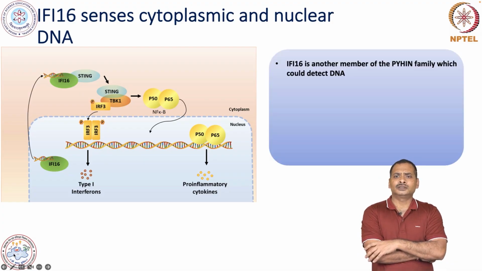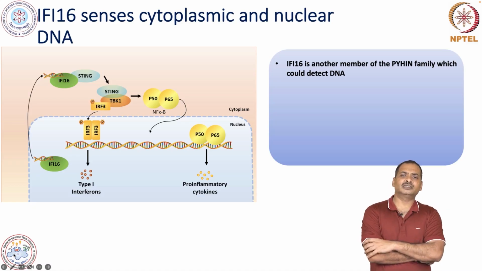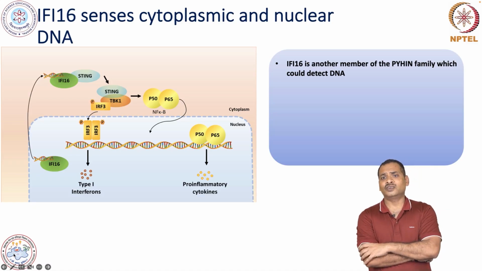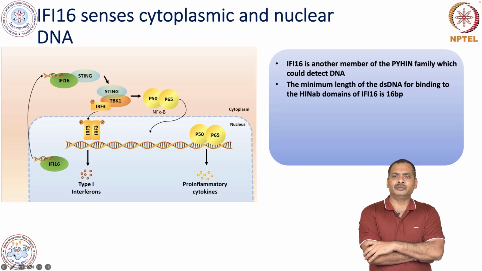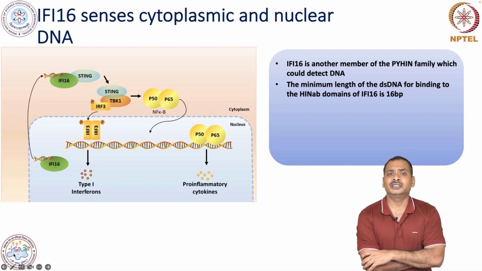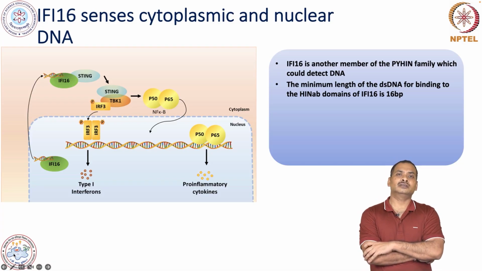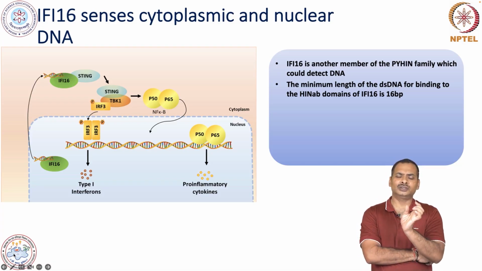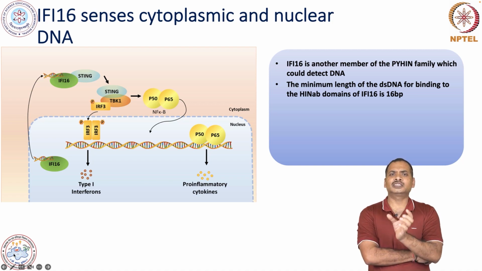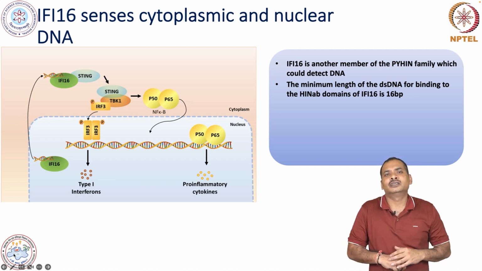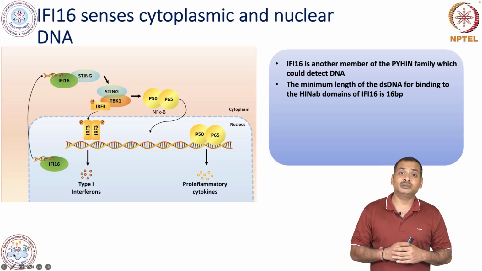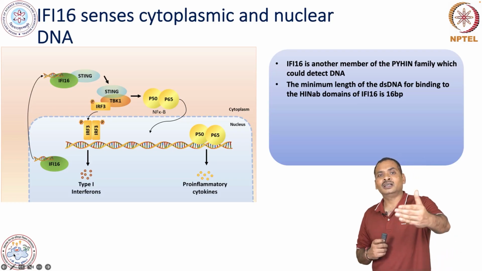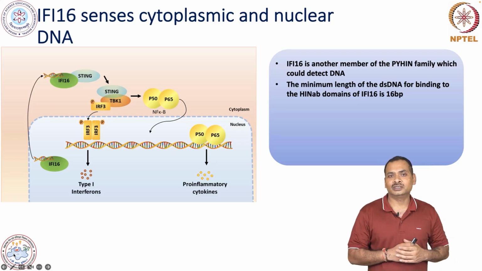cytokines. So, IFI16 is another member of the PYHIN family of proteins, and it can detect DNA. The minimum length of double stranded DNA for binding the HIN domain, there are two, HIN A and HIN B domains, is 16 base pair. So, here you can see that previously you have seen that AIM2 can bind approximately 80 base pair, and if there is a shorter stretch of DNA, then IFI16 can bind and induce the immune response.